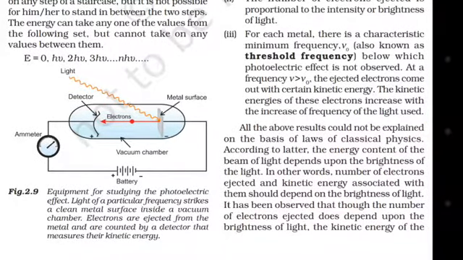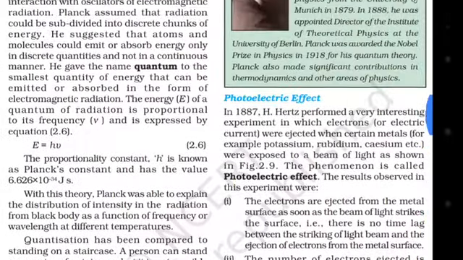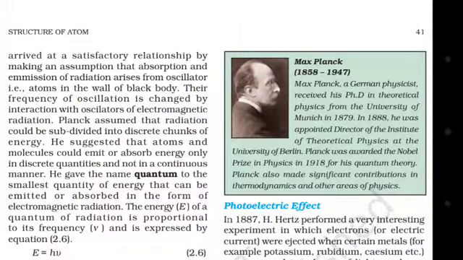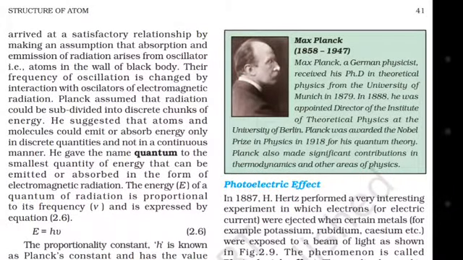Okay, this is figure 2.9, showing something we have not reached yet. Okay, see, about Max Planck: Max Planck, a German physicist, received his PhD in theoretical physics from the University of Munich in 1879. In 1888, he was appointed director of the Institute of Theoretical Physics at the University of Berlin. Planck was awarded the Nobel Prize in Physics in 1918 for his quantum theory. Planck also made significant contributions in thermodynamics and other areas of physics. So versatile, so nice, great. Okay, he lived from 1858 to 1947.